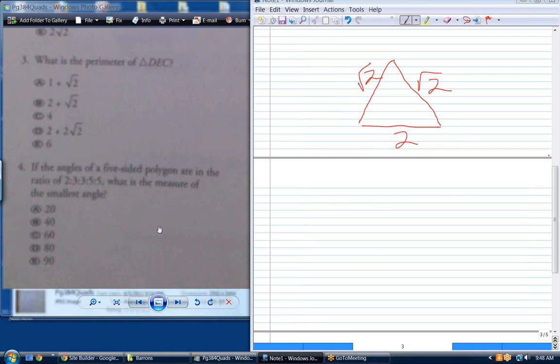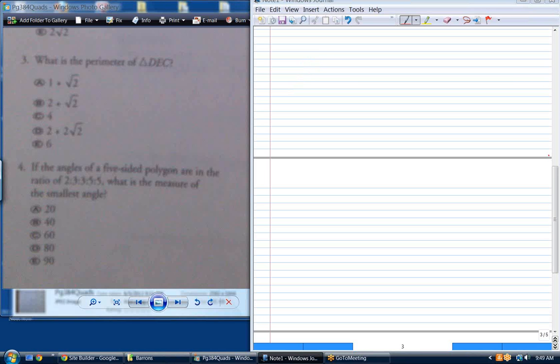Quadrilaterals, all of a sudden we're going to be talking about 5-sided polygons. Well, that's interesting. If the angles of a 5-sided polygon are in the ratio of 2 to 3 to 3 to 5 to 5, what's the measure of the smallest angle? What do we need for starters to know? The total degree measure of all 5 angles.